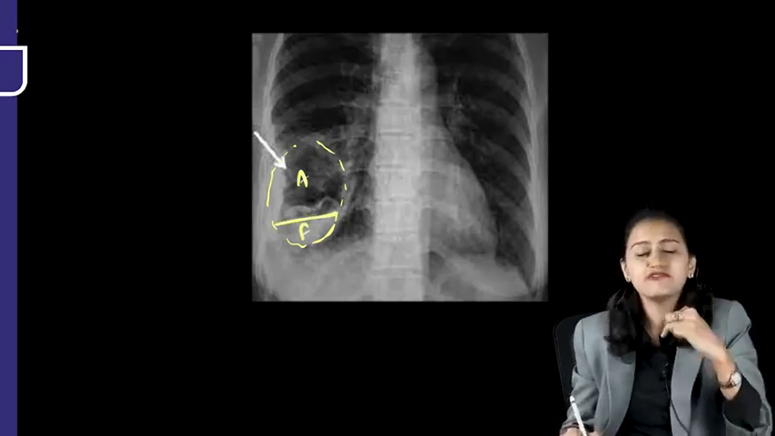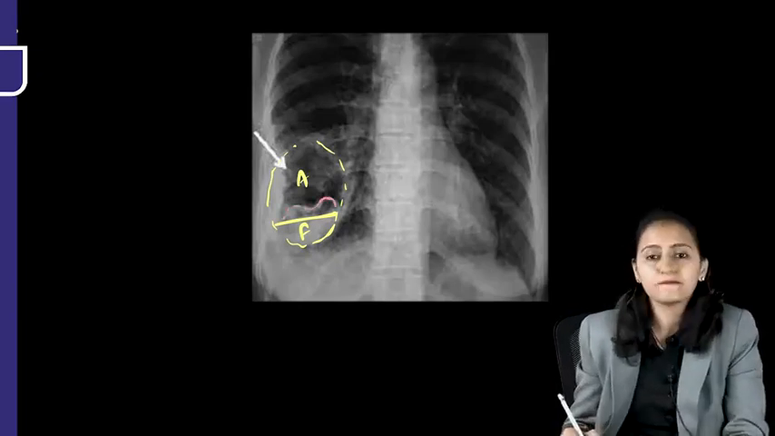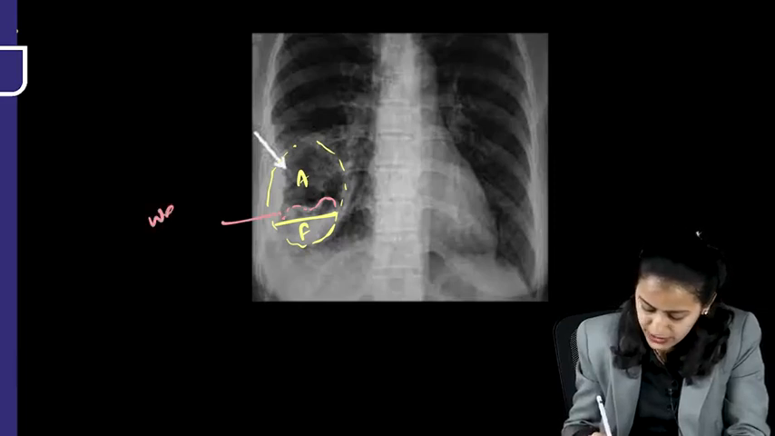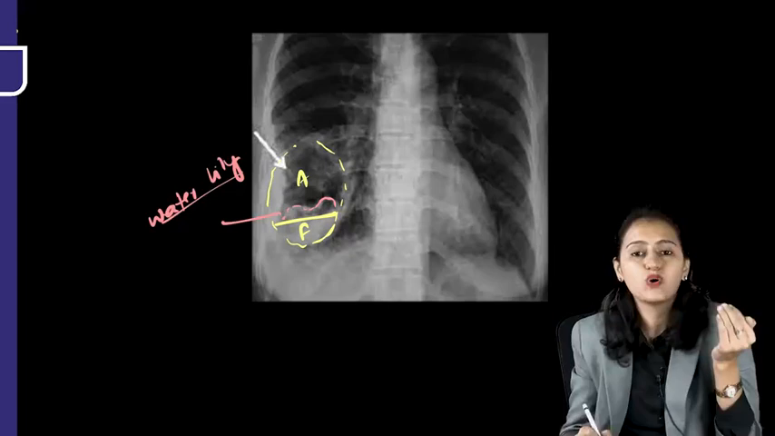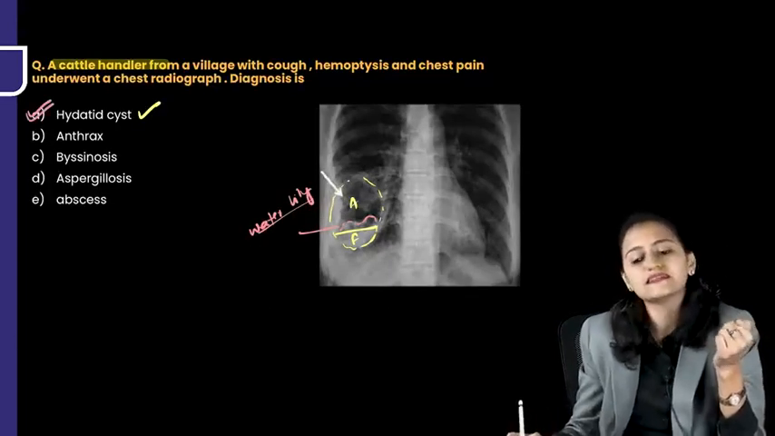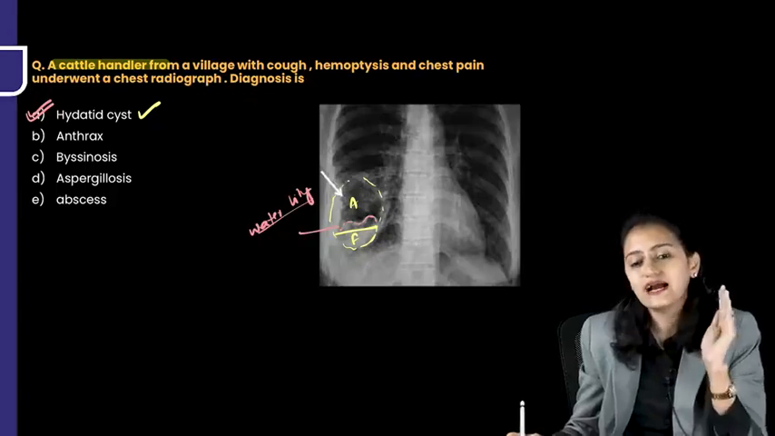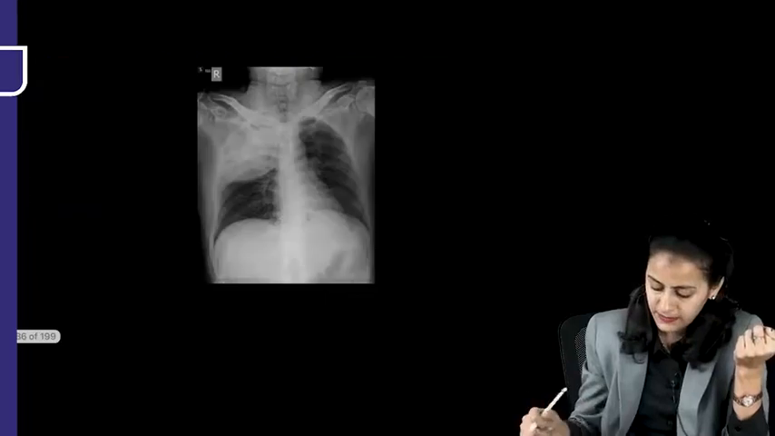So there is this air fluid level, and overlying the fluid there is something floating. So this is the water lily sign. Overlying the fluid is the water lily sign. This is suggestive of hydatid cyst. Water lily sign, hydatid cyst caused by Echinococcus granulosus.